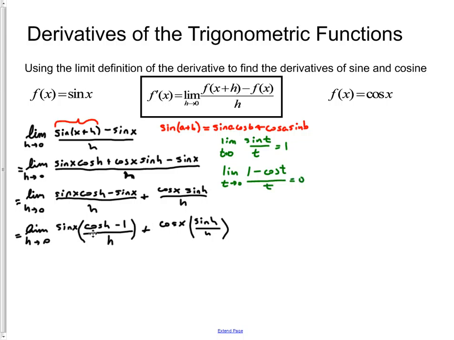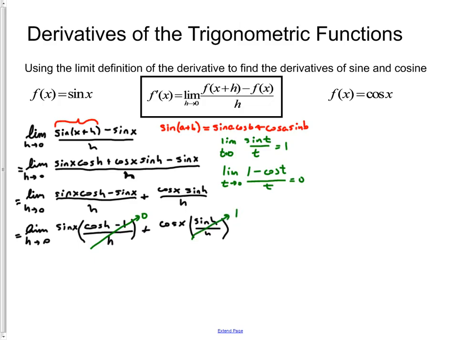So right here, even though this is in the wrong order, cosine of h minus 1, it's the negative of 1 minus cosine h over h. And we're taking that limit as h goes to 0. Well, just like the formula says, that's going to go to 0 whether we put a negative or positive in front of it. As far as the other term goes, sine of h over h is going to have a limit that goes to 1.